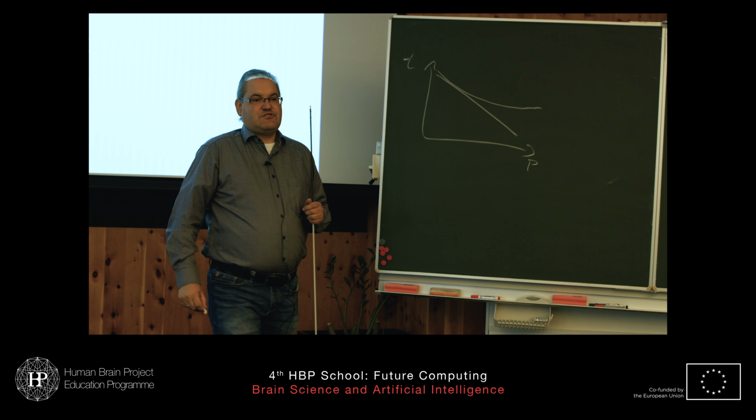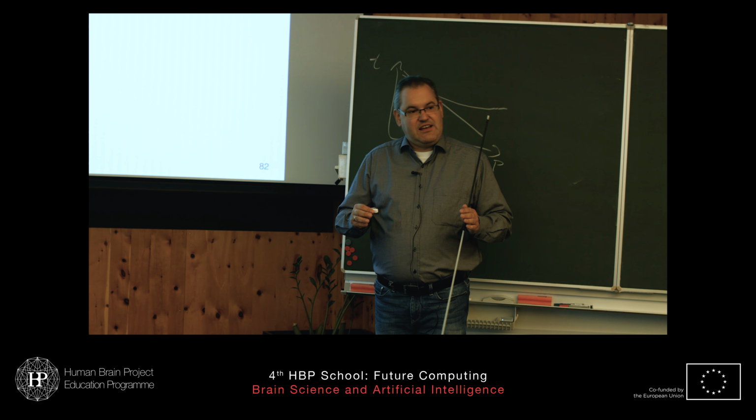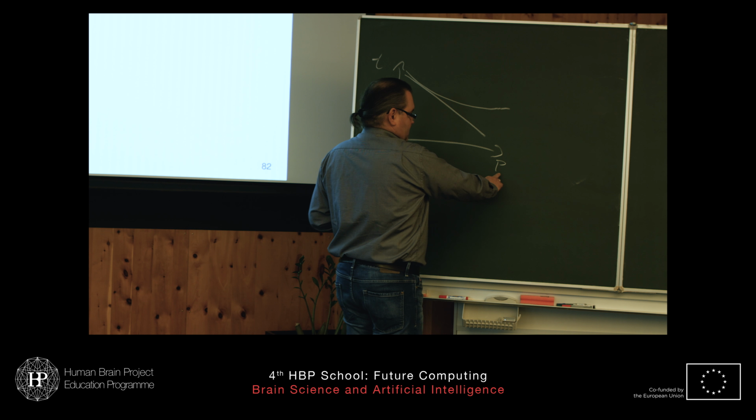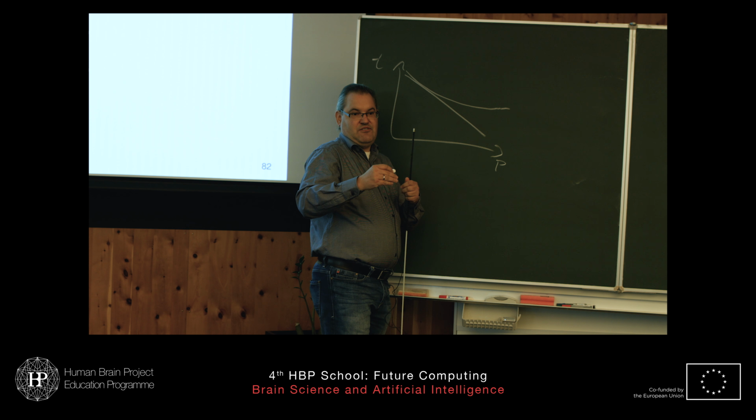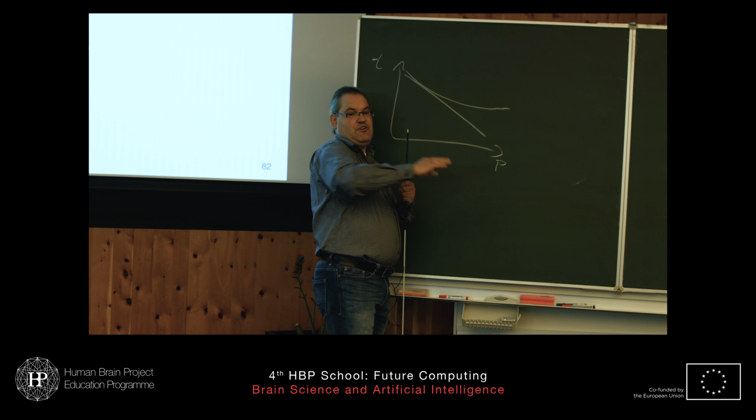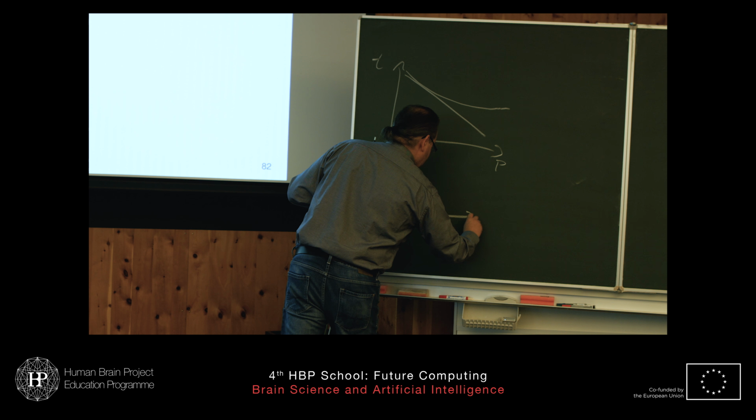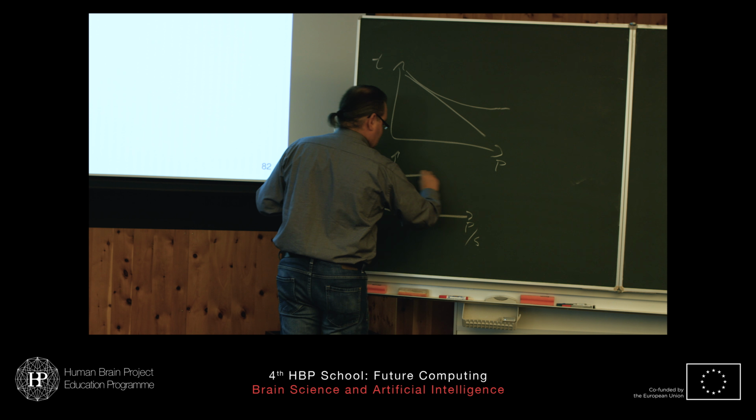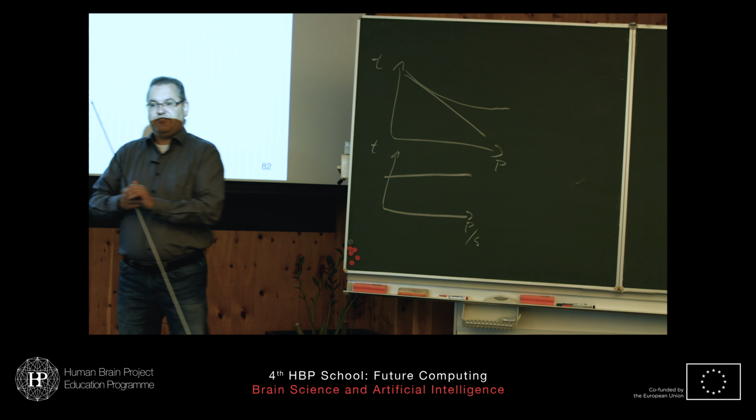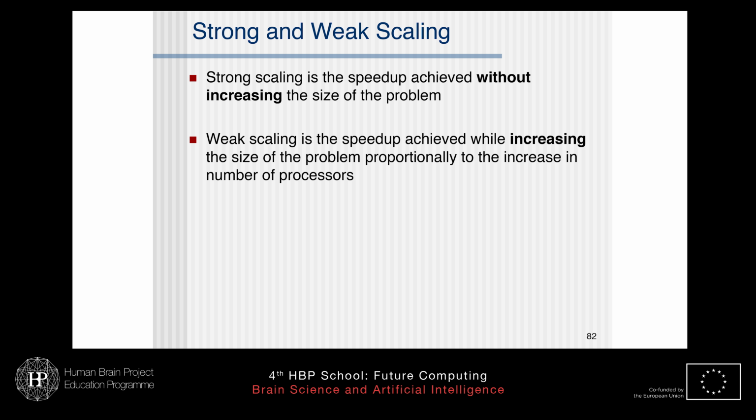There's another form of scaling which is called weak scaling. And in weak scaling, we not only increase the number of processing elements, but we also increase the problem size. So if we double the number of resources, we also double the problem size. And the perfect curve then, of course, is like that. You want to stay constant, right? You double the number of resources, you get twice as much work done in the same amount of time.